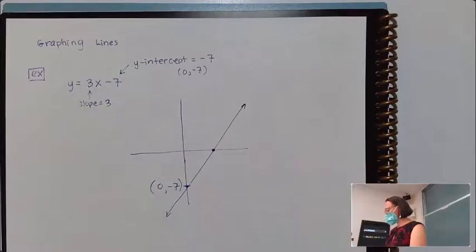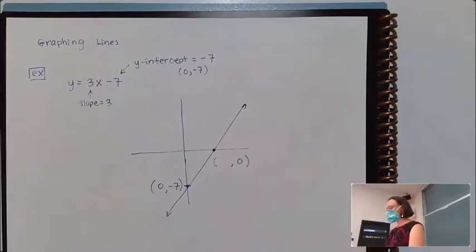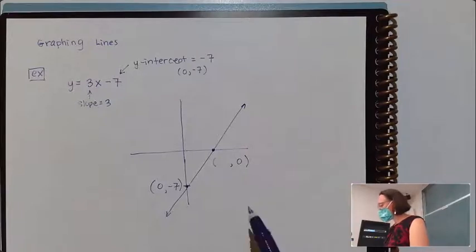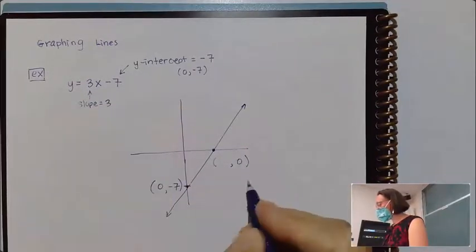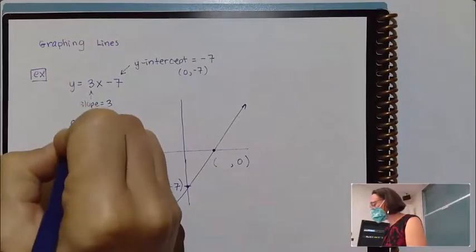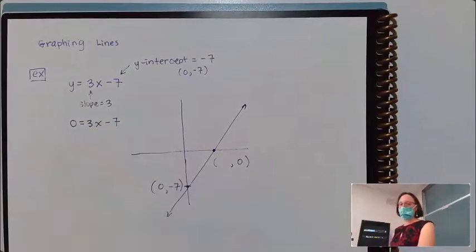X-intercepts always happen when the Y value is 0. So this one in general is going to require a little bit of calculation, whether that's in your head or on paper. But to find that X-intercept, I'm going to plug in 0 for Y, replace the Y with 0, and then rearrange to get the X by itself.